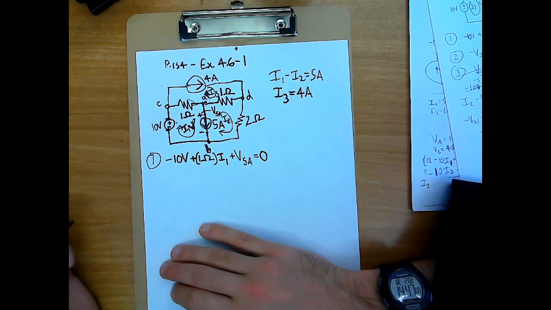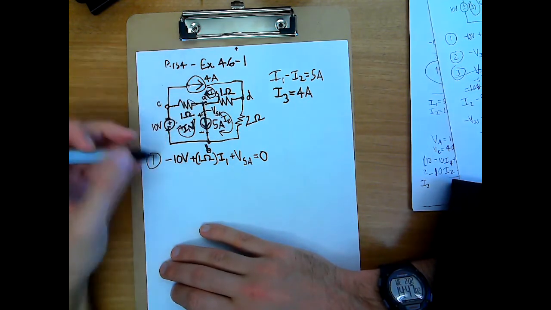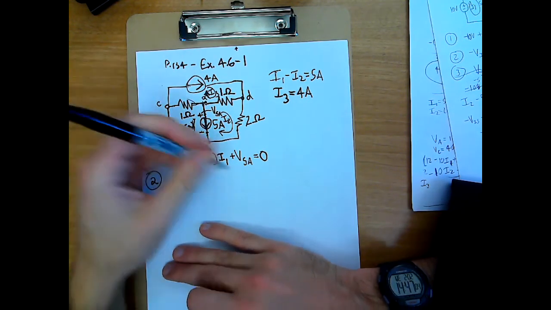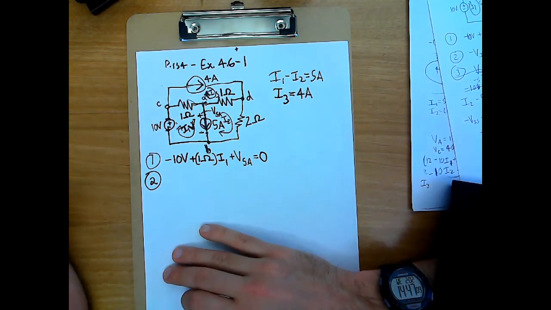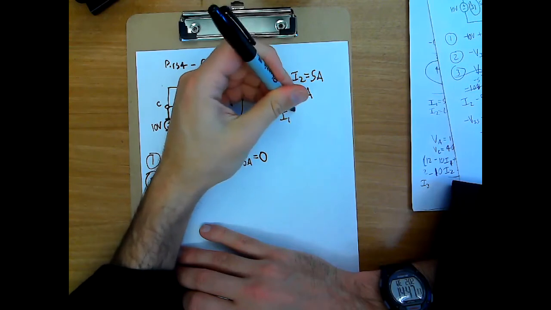All right. So let's do that for mesh 2. Obviously, I need at least a couple things to figure out my unknowns here, right? Oh yeah, I probably should say I want to figure out what my mesh currents are.